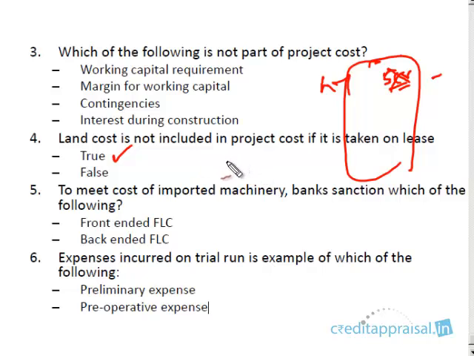In case of very large projects, if the land cost is huge, what they do is they capitalize it. Sometimes the cost of land is capitalized.